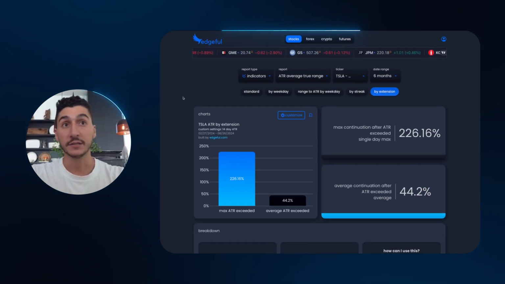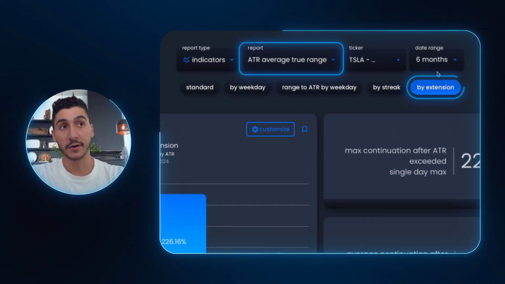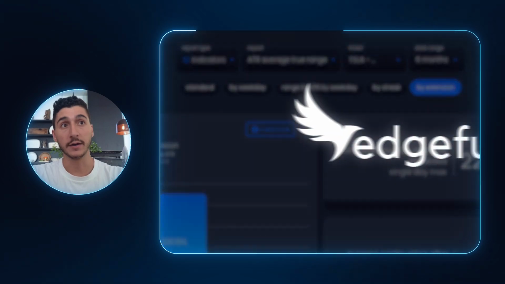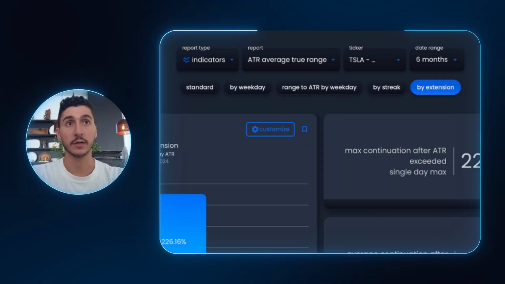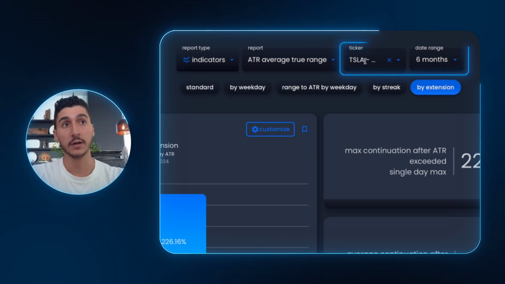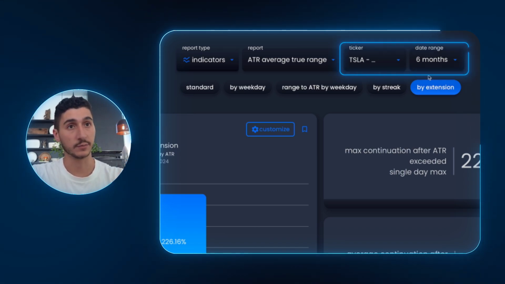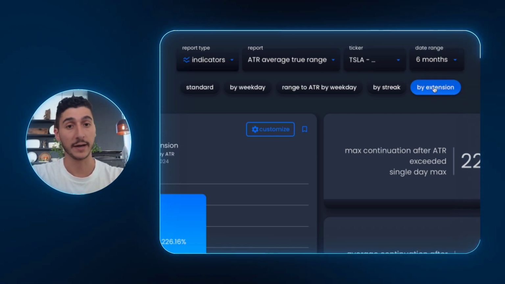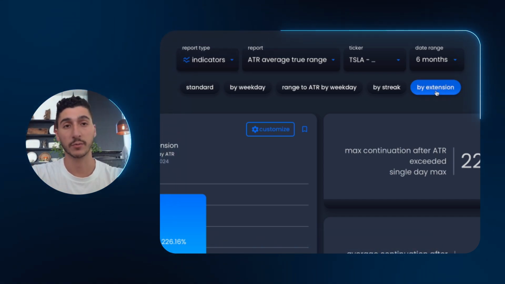What's up, guys? In this video, I'm going to be explaining the ATR by extension report on edgeful.com. So here we're looking at the indicators report type. We're looking at the ATR report for Tesla in the last 6 months. And obviously we're looking at the by extension sub-report right here.